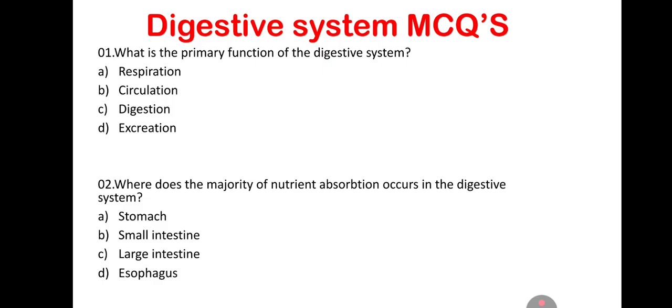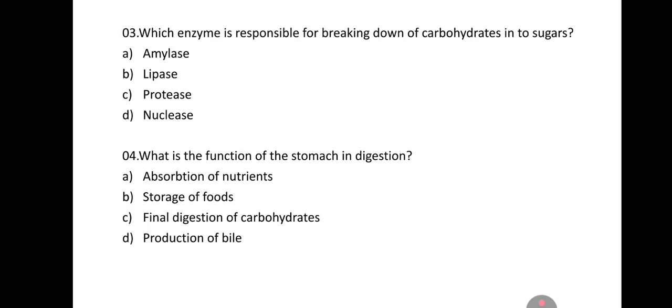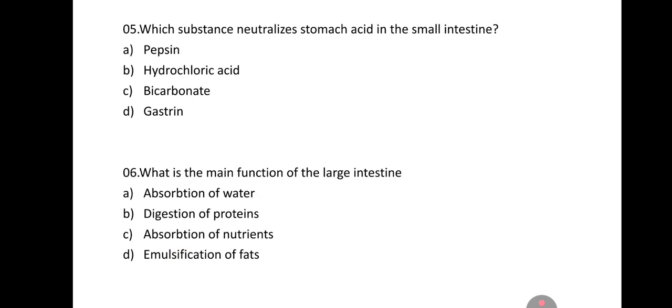Then let's go for some MCQs regarding the digestive system. What is the primary function of the digestive system? The correct answer is C, the digestion. Then second one, where does the majority of the nutrient absorption occur in the digestive system? The correct answer is B, small intestine. Third, which enzyme is responsible for breaking down of carbohydrates into sugars? The correct one is A, amylase. Then fourth one, what is the function of stomach in digestion? The correct answer is B, storage of the food.